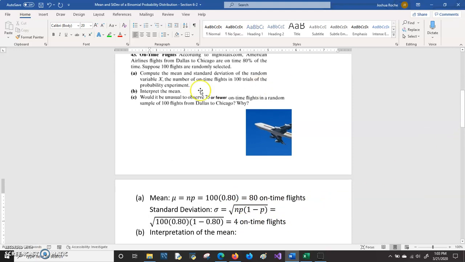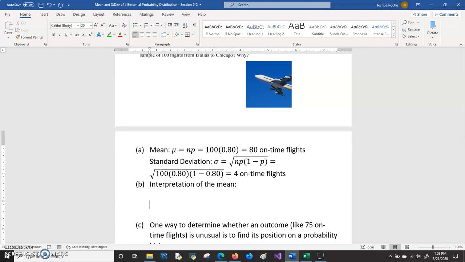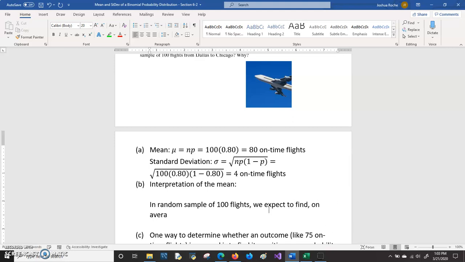Part B of the problem says interpret the mean. And when you interpret the mean, you want to interpret it as an expectation. You could say something like, in a random sample of 100 flights, we expect to find, on average, 80 on-time flights.